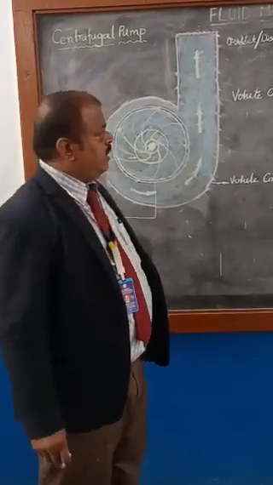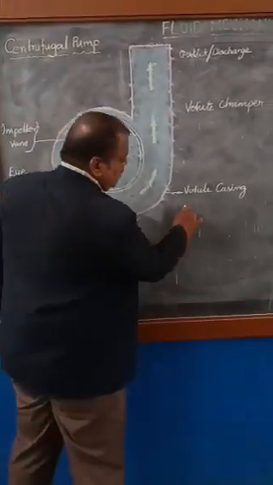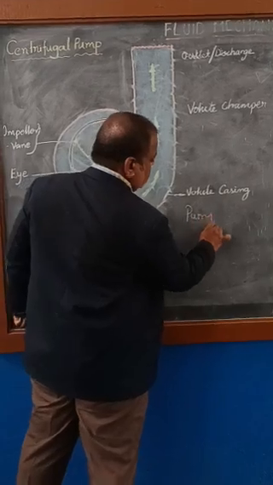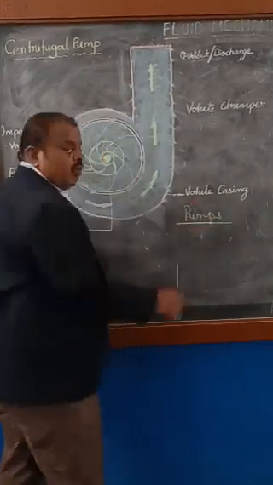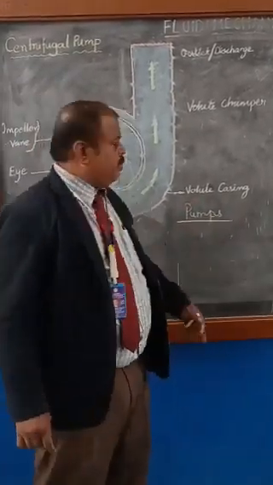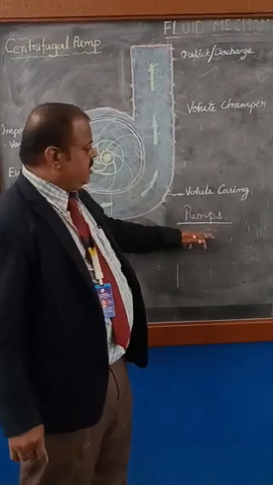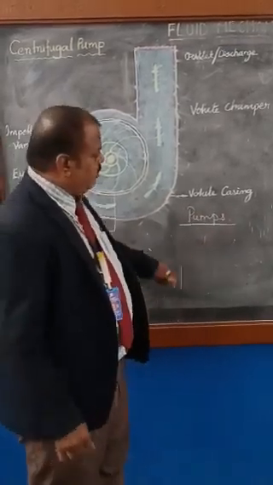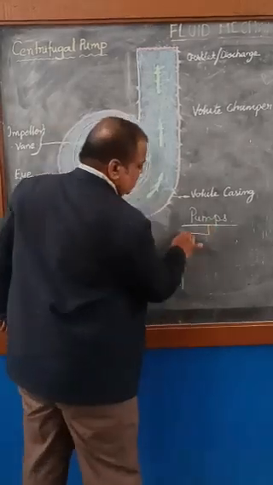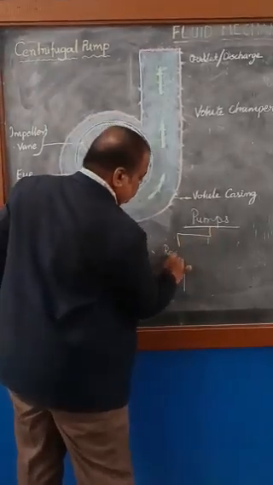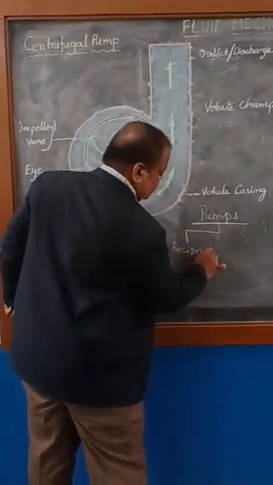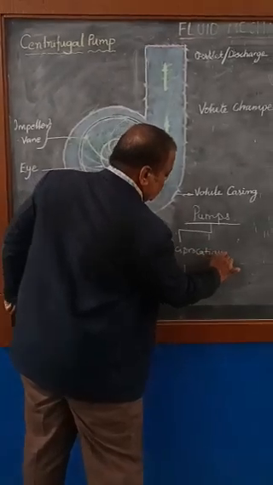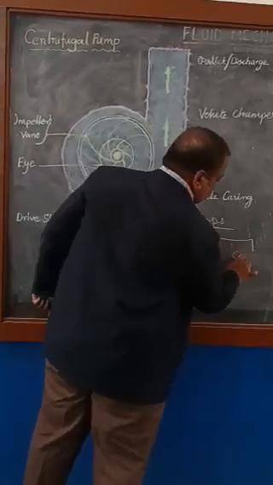Now we are going to see the topic about pumps. What is meant by a pump? Generally, a pump is a device which converts mechanical energy into hydraulic energy. So there are various types of pumps. The first is the reciprocating pump. The second one is the centrifugal pump.